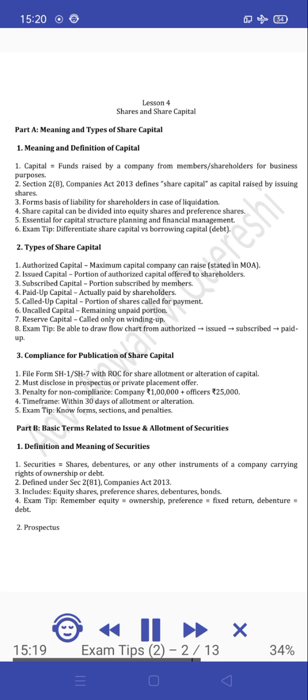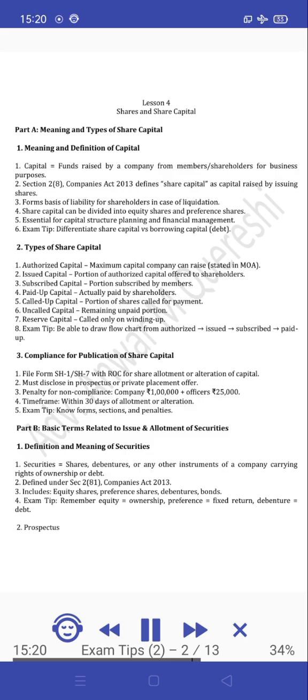4. Share capital can be divided into equity shares and preference shares. 5. Essential for capital structure planning and financial management. 6. Exam tip. Differentiate share capital versus borrowing capital, debt. 2. Types of share capital. 1. Authorized capital. Maximum capital company can raise, stated in MOA. 2. Issued capital. Portion of authorized capital offered to shareholders.